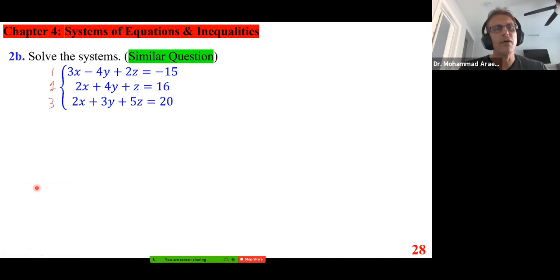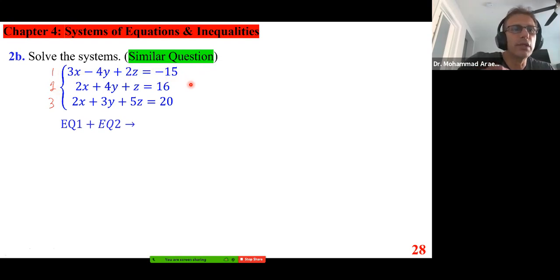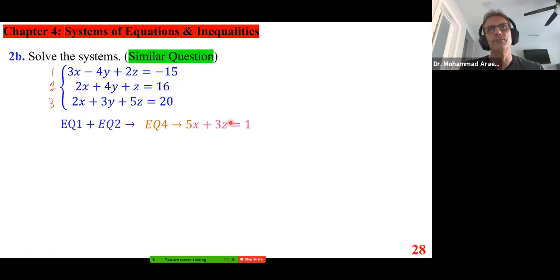Therefore, if I add the first one and the second one, I notice that 4y and negative 4y cancel each other. So I'm going to put those two together just the way they are without any changes and get rid of the y variable. So equation 1 and equation 2, when we add them up, let's see what we get. 3x and 2x is 5x. These two cancel each other, okay? 2z plus z is 3z, and negative 15 and 16, they add up to positive 1. So we have that.